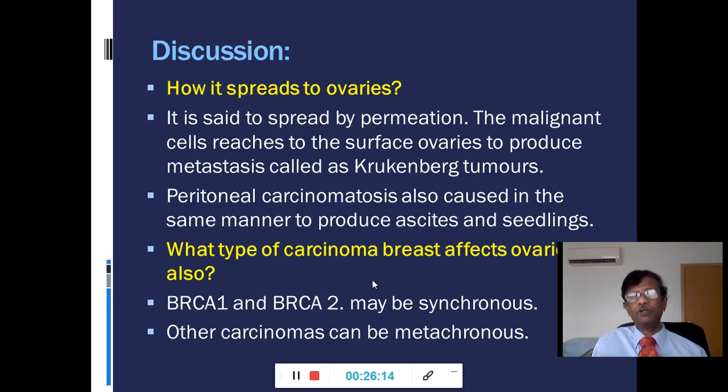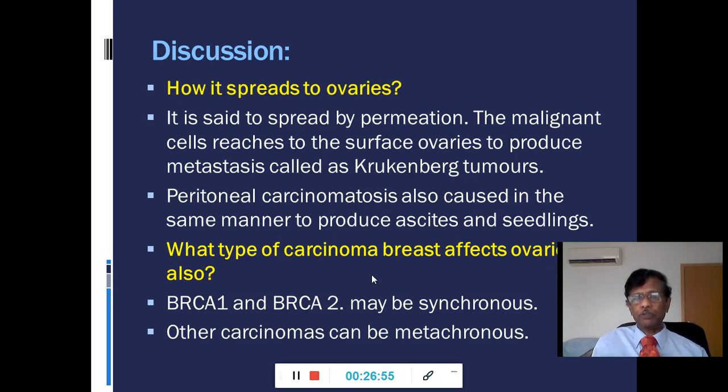It is said that in the peritoneal cavity, the malignant cells may seed, and this seeding, just like amoeboid movements, may reach the ovary surface. Malignant cells in the peritoneal cavity may reach the surface of the ovaries, resulting in the Krukenberg type of tumor. Peritoneal carcinomatosis also occurs in the same manner to produce ascites and seedlings. The malignant cells present in the peritoneal cavity produce ascites and seedlings.